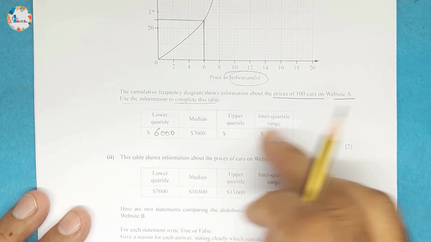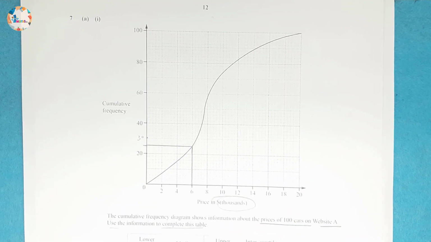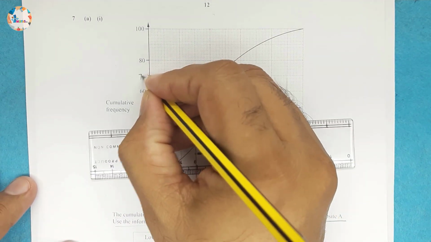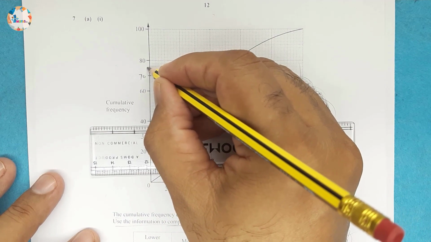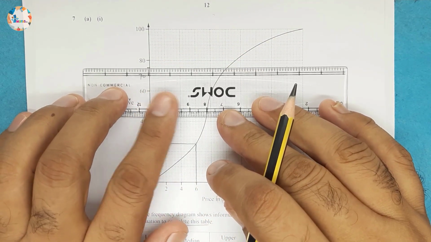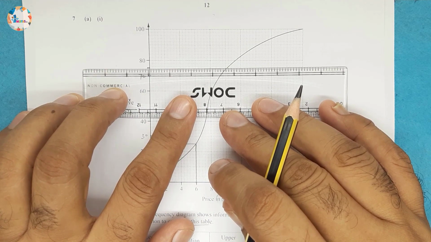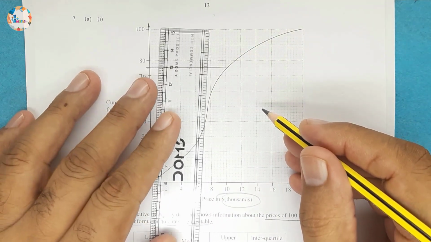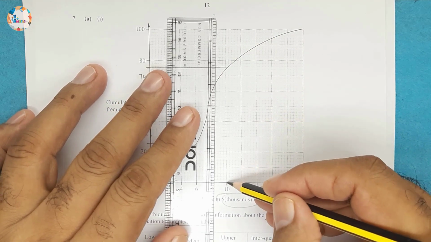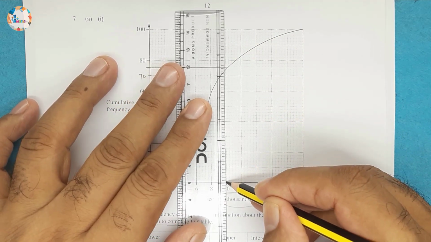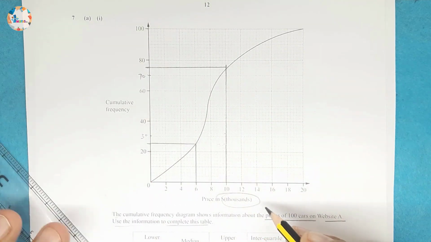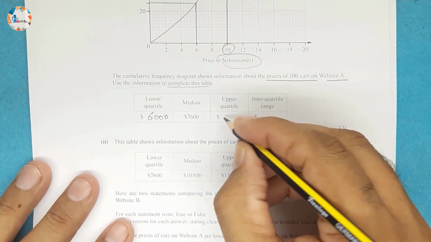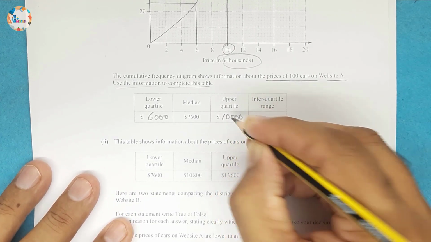Then they are asking for the upper quartile and interquartile range. Upper quartile will be the 75th percentile. This one is 70, we need the 75th percentile, that will be the middle of these two, and we will be checking the reference from here. If we check the reference from this point, this will be almost 10. So upper quartile will be 10,000. We can write here 10,000.